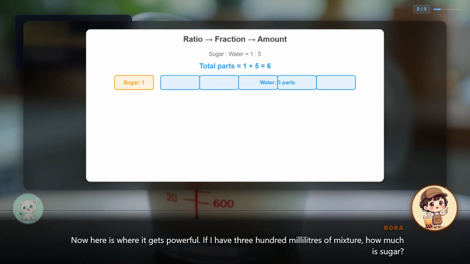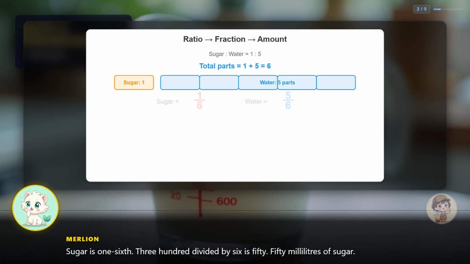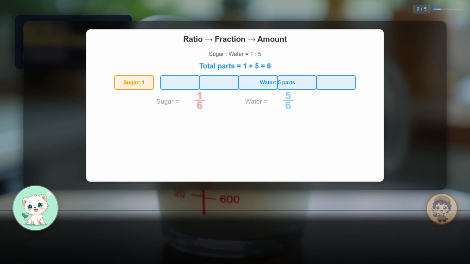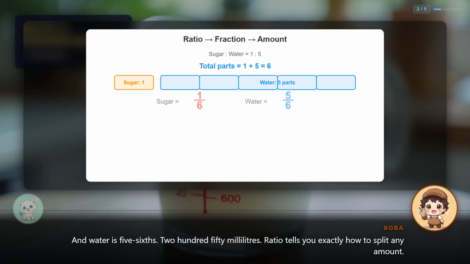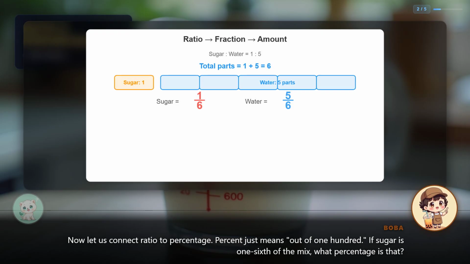Now, here's where it gets powerful. If I have 300 milliliters of mixture, how much is sugar? Sugar is 1/6. 300 divided by 6 is 50. 50 milliliters of sugar. And water is 5/6. 250 milliliters. Ratio tells you exactly how to split any amount. Now let us connect ratio to percentage. Percent just means out of 100.